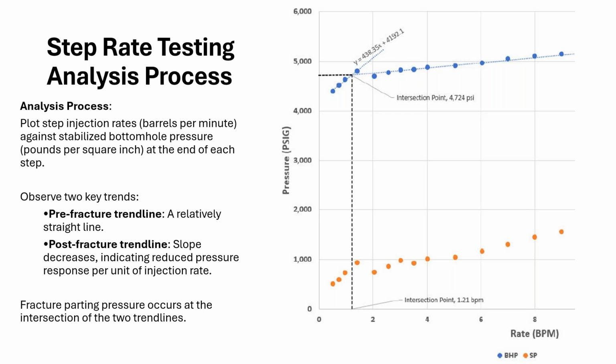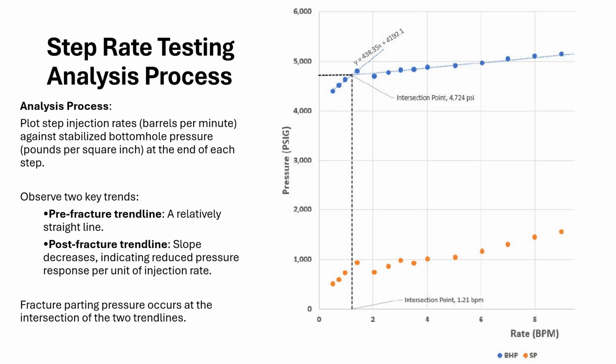The key here is to observe the two trends that develop. One is the pre-fracture trend line, which is usually a relatively straight line, and the post-fracture trend line, which develops as the slope decreases, indicating a reduced pressure response per unit of injection being inserted.